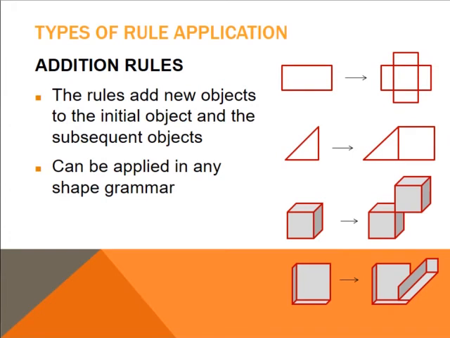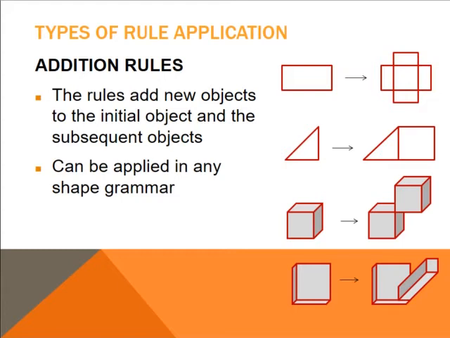Okay, so basically in shape grammar, there are two types of rule application. The first one is addition rules, and the second one is subtraction rules. Right? The examples that I've shown last week, I believe, are mostly addition rules, where you add new shapes to the original shapes, right? Okay, so as I mentioned here, the rules add new objects to the initial object and the subsequent objects.